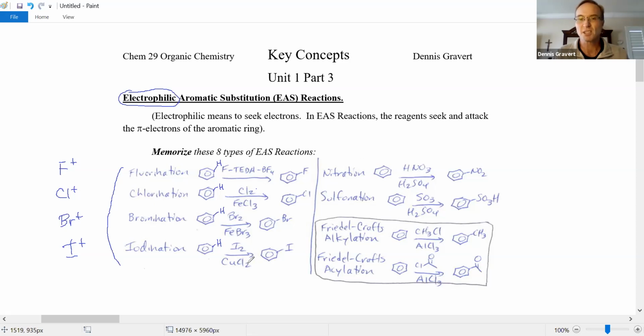So this one's a little trickier for students. If I say, hey, draw the product of this reaction. And remember, there's no rules that say one reagent always has to be on top of the arrow, and another one always has to be on the bottom. It can be drawn in any way.